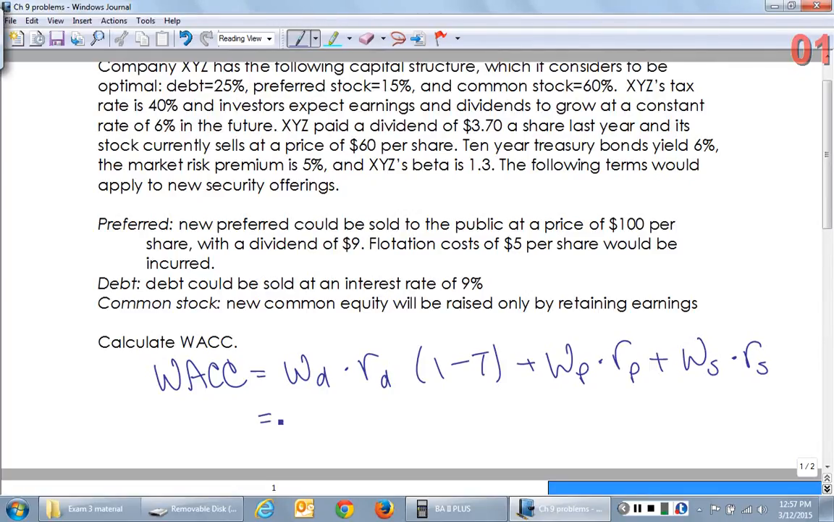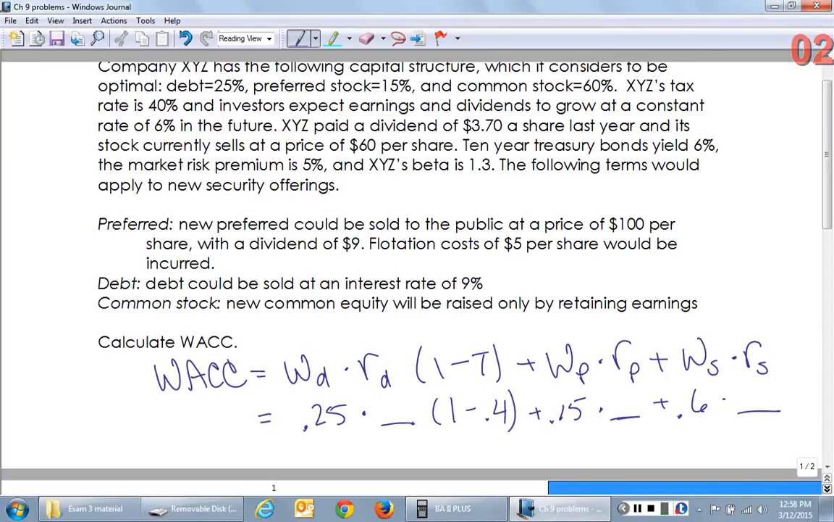We know that this company has an optimal capital structure consisting of 25% debt, we don't know the cost of debt yet. We also know the tax rate is 40%. They have an optimal weight in preferred stock of 15%. We don't know the cost of preferred stock yet. And the optimal weight in common stock is 60%. And we don't know the cost of common stock yet. So we know what we need to calculate. We need to calculate the cost of debt, the cost of preferred stock, and the cost of common stock.